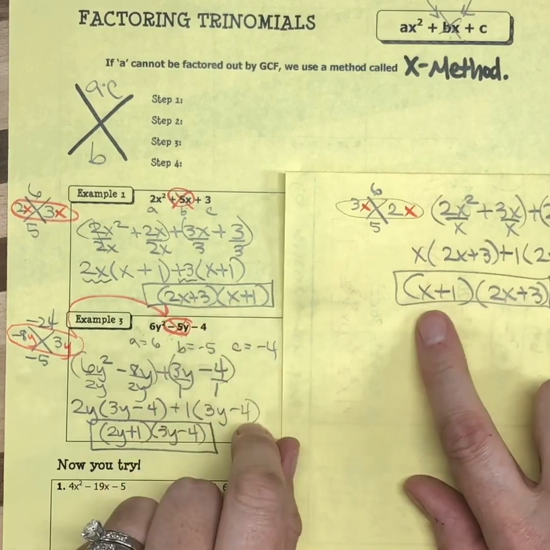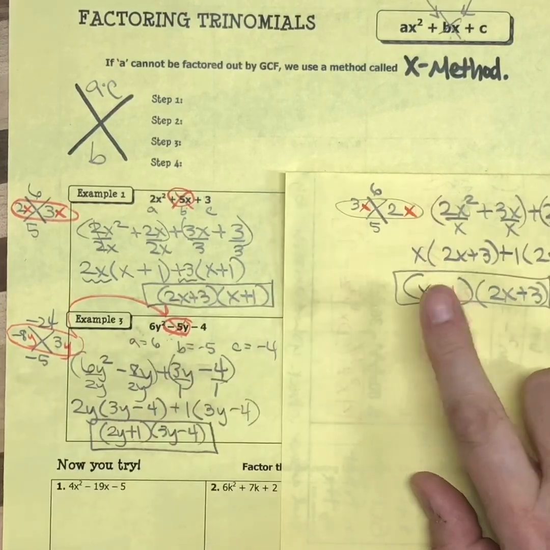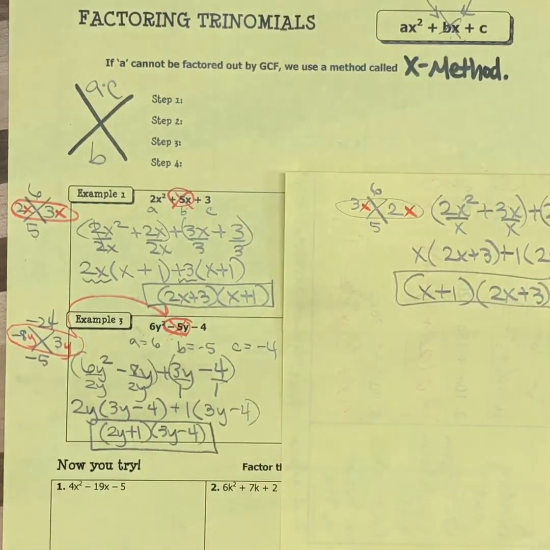Now let's say these didn't match. It's kind of like saying 4 times 5 is the same thing as 5 times 4. It doesn't matter which one comes first. Okay.